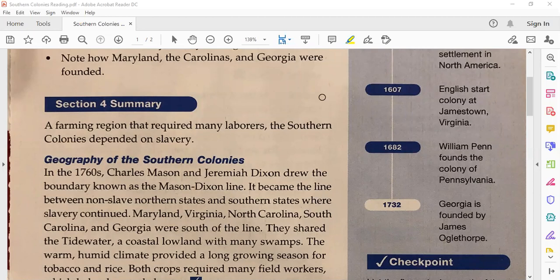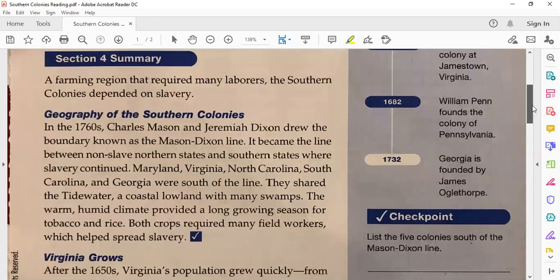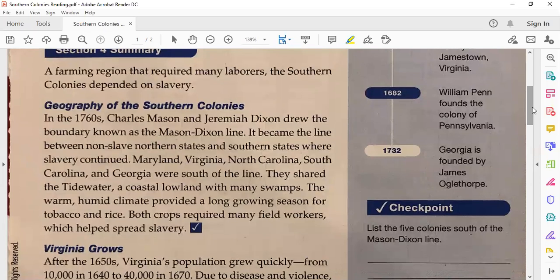Today we're going to look at a reading. We looked at the reading already about the New England and Middle colonies. We're going to look at this one that gives a good overview about the Southern colonies, so we have a good overview of what the three regions kind of represent.